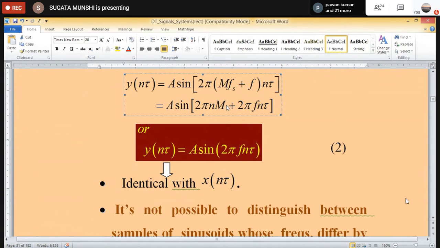Fs into tau is 1 because fs is 1 by tau. Do you understand? That's why fs into tau was there, but it's 1. That is twice pi n m.